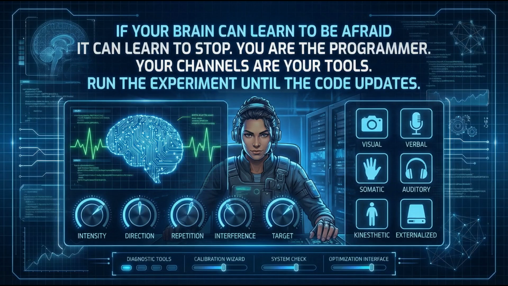Adjust the intensity if you're not feeling anything or if you're getting overwhelmed. Adjust the emotional direction if you're reinforcing fear instead of overriding it. Adjust the repetition count if you're evaluating too early. Adjust for cognitive interference if your analytical mind is sabotaging the process. And most critically, dig past the surface trigger to the root prediction. That's what your nervous system is actually defending against.